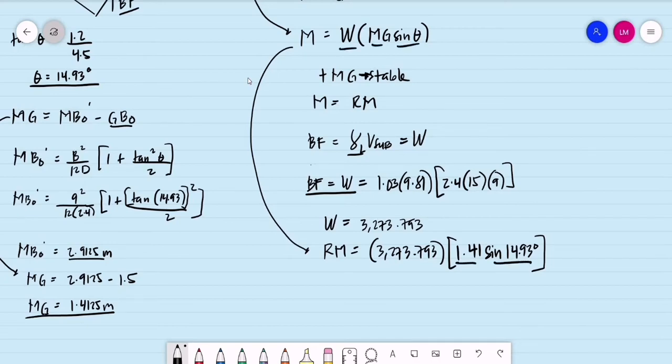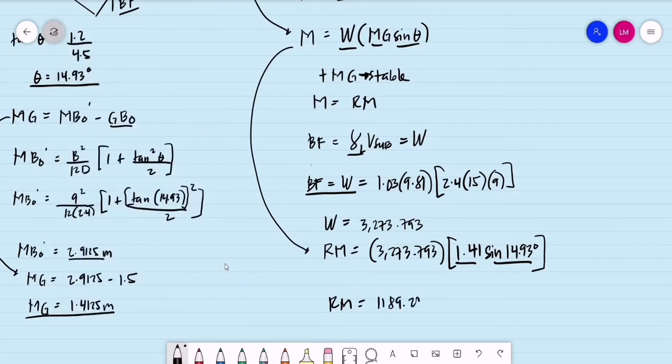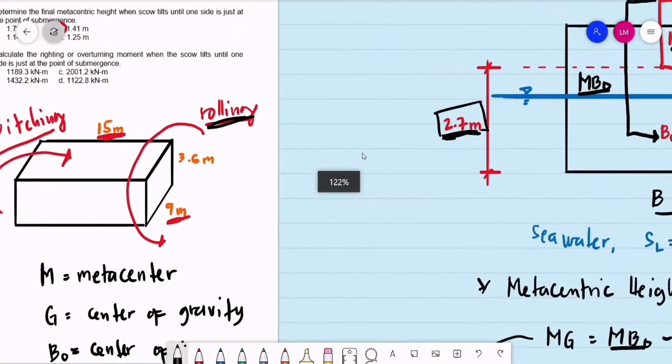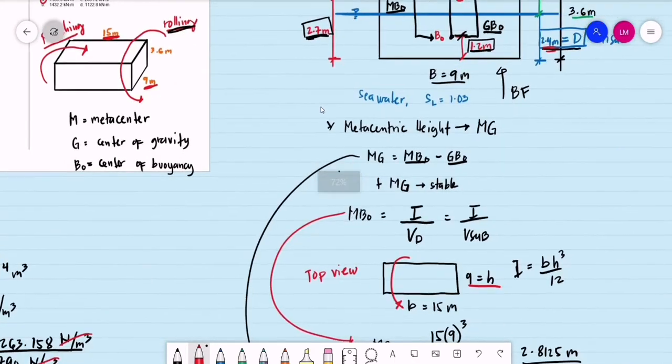So, mg sine theta. Okay? Weight mg sine theta. So, computing for the righting moment equal to, that is the weight multiplied by metacentric height, 1.41, multiplied by sine of the rotation, 14.93 degrees, is 1,189.273. Moment ito, so this is kilonewton meter. Okay, check natin sa choices if we have this value, 1189.273. Okay, for question number 6, pinakamalapit na sa choices, 1189.3 kilonewton meter. So that is yung sagot natin sa question number 6.